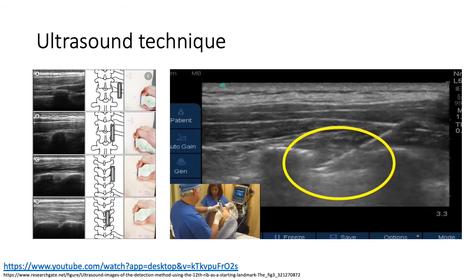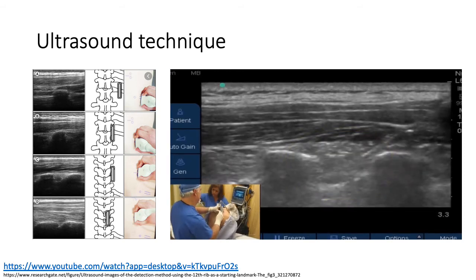At the level of the transverse process, the pleura and costo-transverse ligament can be seen. The needle can be inserted in plane or out of plane between the transverse processes, below the costotransverse ligament, until injection of fluid depresses the pleura.